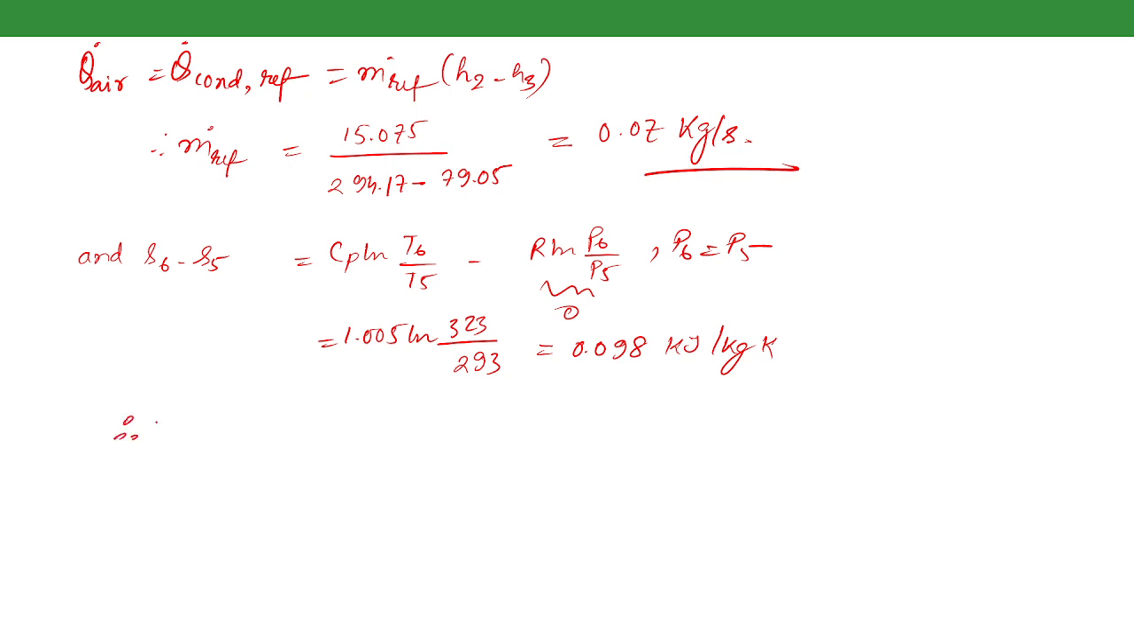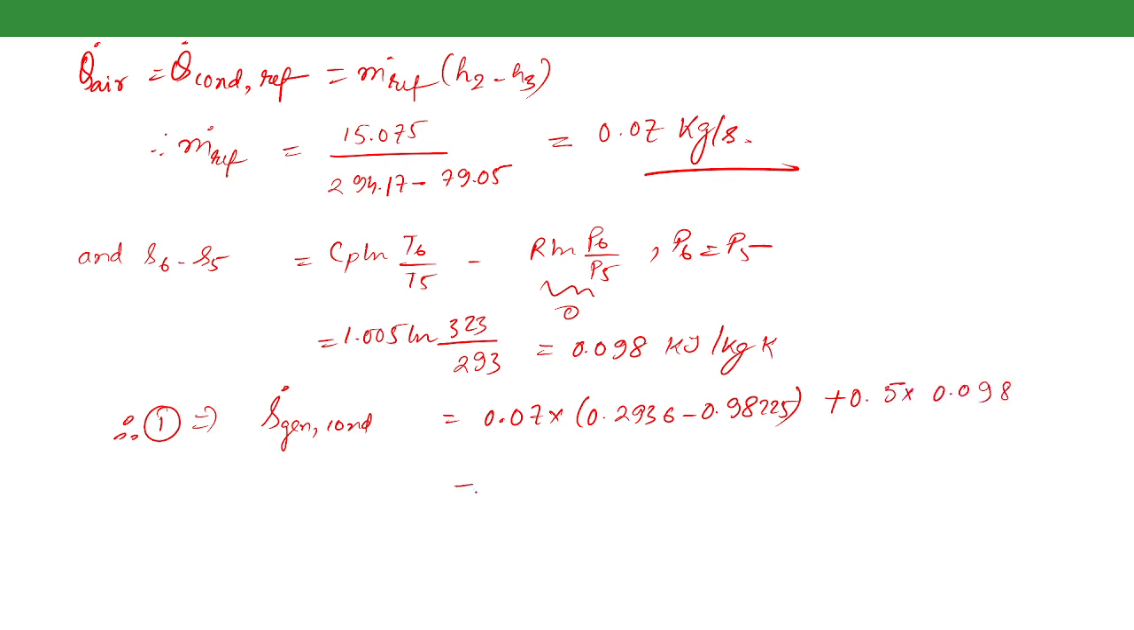Therefore, from 1, the rate of entropy generated in the condenser is equal to 0.07 multiplied by 0.2936 minus 0.98225, plus 0.5 multiplied by 0.098. So it comes out to be 0.00795 kilowatt per Kelvin. So this is the rate of entropy production in the condenser. So I hope it is clear to everybody. If there is any doubt, you can ask.